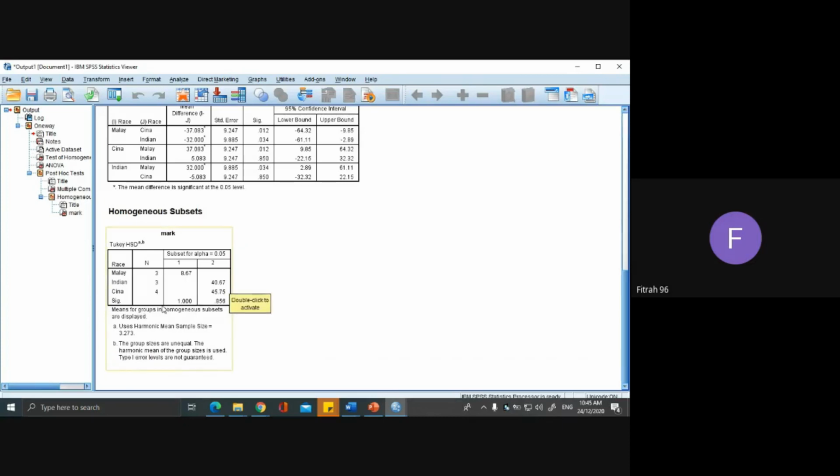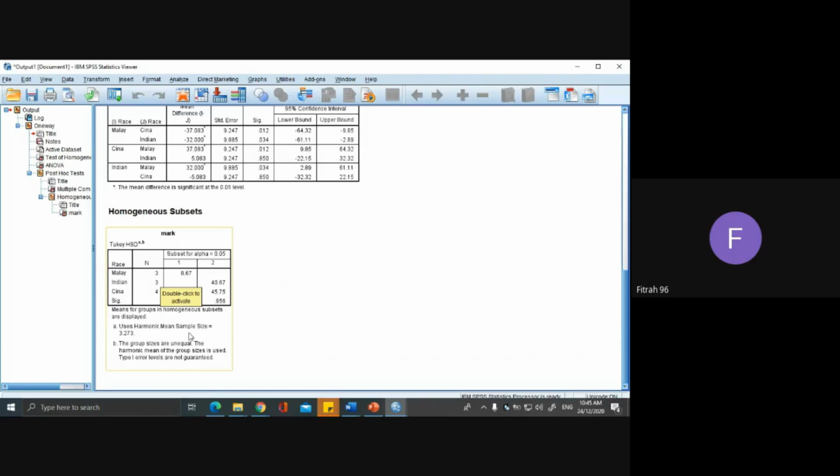So ini adalah dia punya kiraan Tukey dia. Okay, berapa dia differences, berapa type of error dia. So apa ni? Dia cakap the group sizes are unequal. The harmonic mean of the group size is used. Type 1 error levels are not guaranteed. Maksudnya adalah, okay, kan tak balance kan, because Chinese 4, Malay, Indian 3-3. Dia unequal. Tapi bila dia unequal, dia gunakan related error supaya dia jadi significant. Itu kegunaan Tukey.